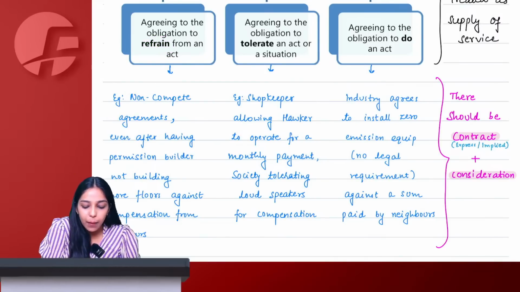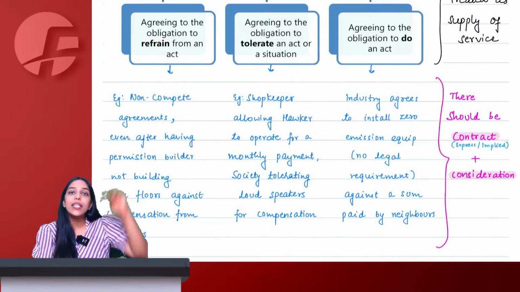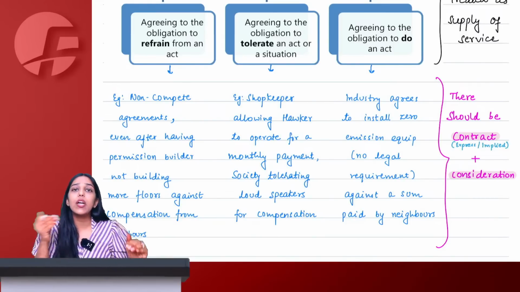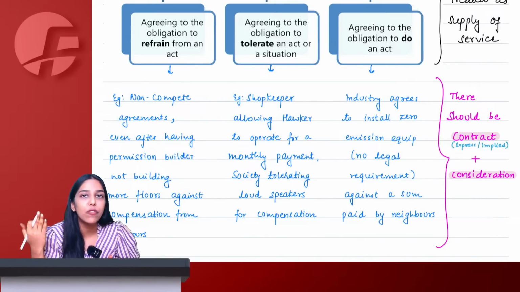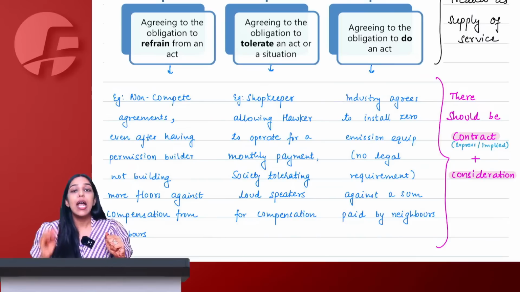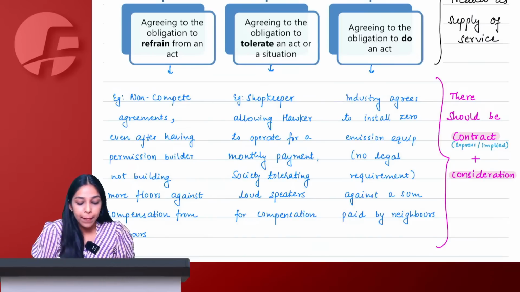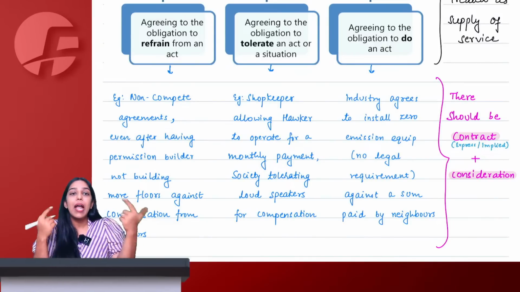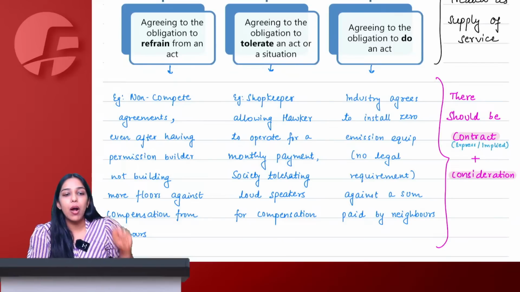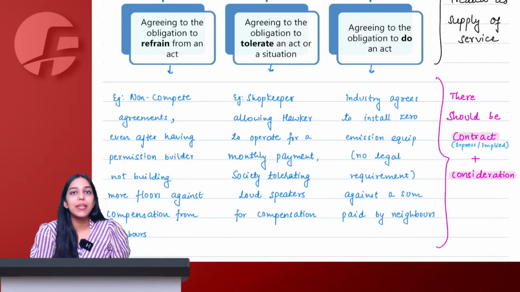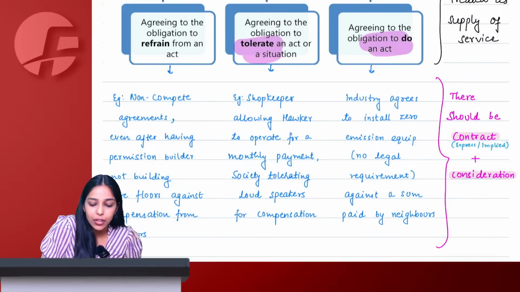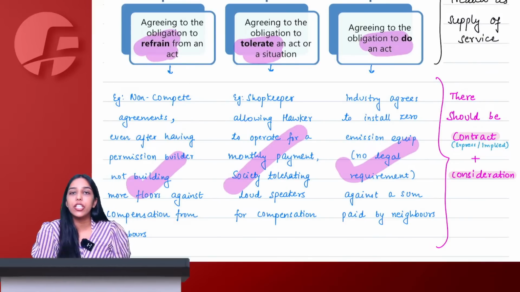Or let us say a builder has permission to build a building of 10 floors, but the neighbors are requesting not to go beyond 5 or 6 floors because sunlight will be blocked, and they pay compensation to him, which means I am refraining from building floors even though I have the permission. Then whatever amount I receive as consideration will all be taxable as supply of service. To tolerate an act, to do an act or to not do an act, I have given examples here.